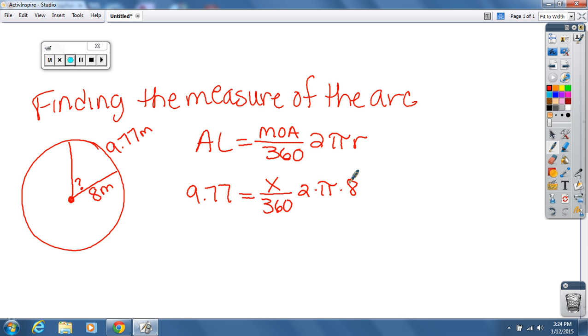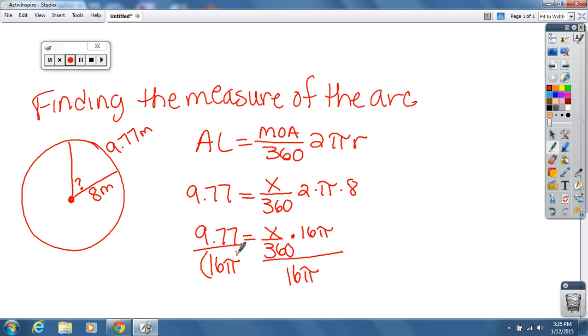So let's clean up a little bit. I've got 9.77 equals x over 360 times 16 pi. Okay? So those two things are multiplied. Let's go ahead and divide 16 pi on both sides. When you do that, that 16 pi has to be in parentheses. So 9.77 divided by 16 pi is 0.19. So 0.19 is equal to x over 360.